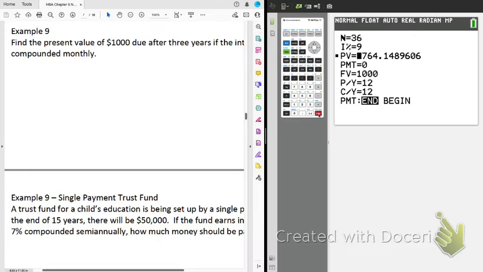Alpha, enter. Okay, now is it a surprise that it comes out as a negative number? Do I write down the negative for my answer? No, and what do I round to automatically? 2, because this is like the amount you've invested in dollars and cents, right? So I'm just going to go ahead and put down that my present value is $764.15.